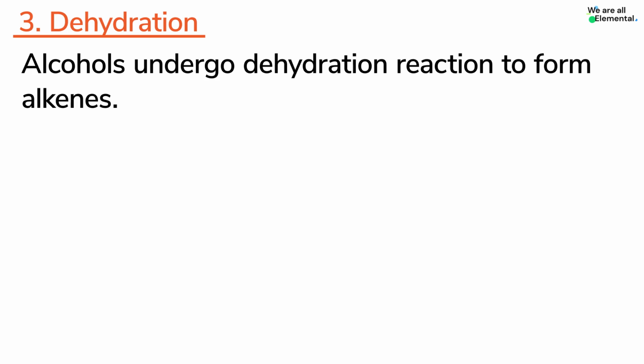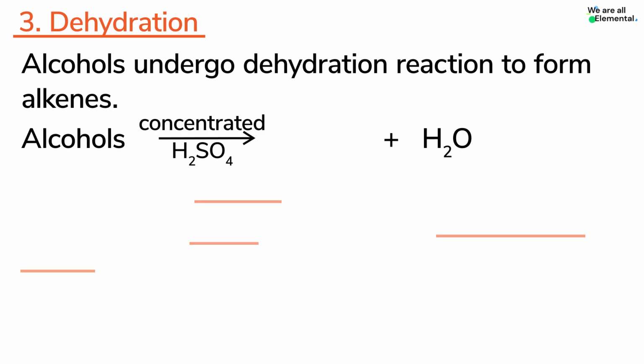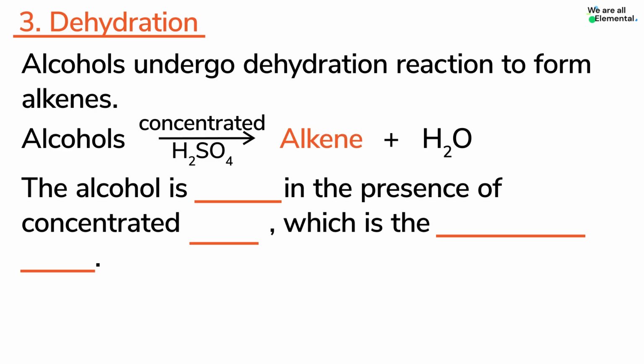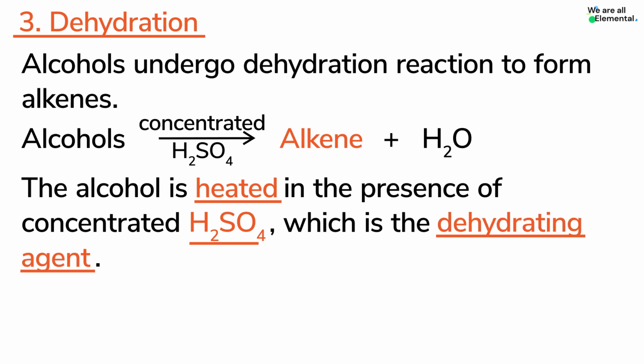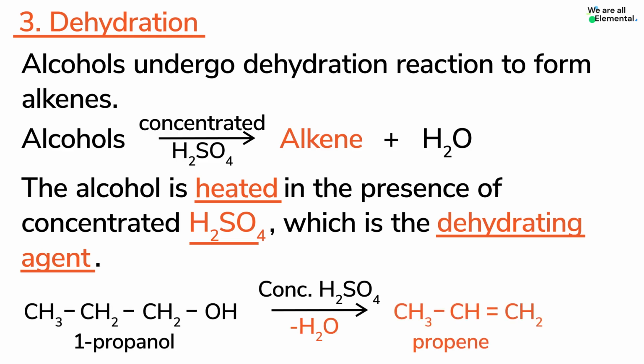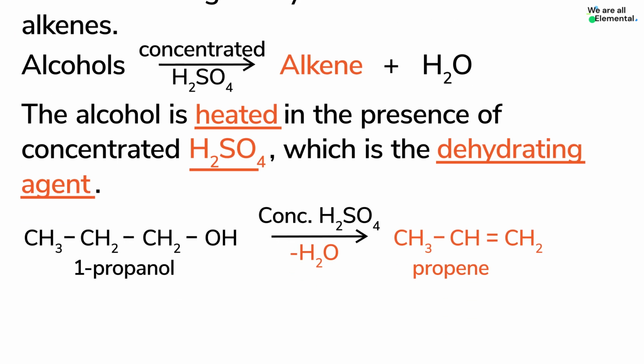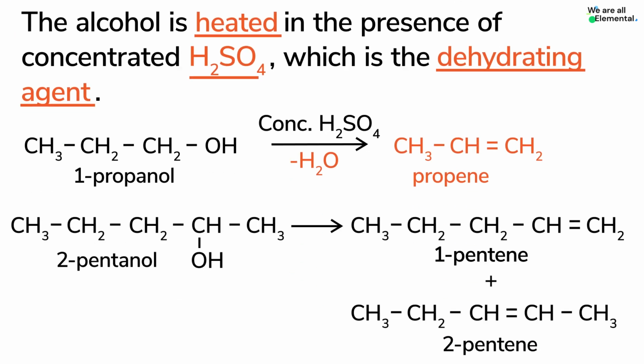Alcohols undergo dehydration reaction to form alkenes. So the alcohol, heated in the presence of concentrated sulfuric acid, which is a dehydrating agent, will form alkene. In other words, it removes water from alcohol. For example, 1-propanol forms propene. If you have a compound like 2-pentanol, it is dehydrated to give two possible products, 1-pentene and 2-pentene.